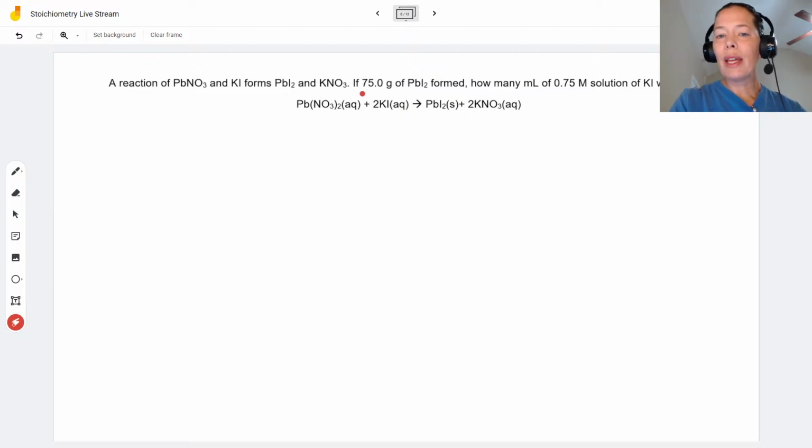So we have been given information about lead iodide, and of course we're asked about potassium iodide, so there's our connection that it is a stoichiometry problem. We need a balanced chemical equation, and the nice thing is there is our balanced chemical equation right there, and then they've even got the states in. Now for this problem, we have concentration. So again, it is a stoichiometry problem. A lot of things are going to be the same, but because we have concentration, there are going to be some things that are a little bit different.